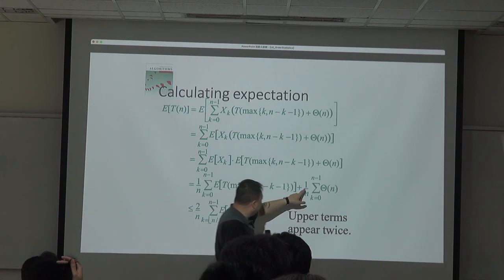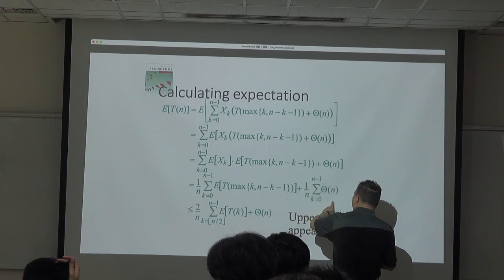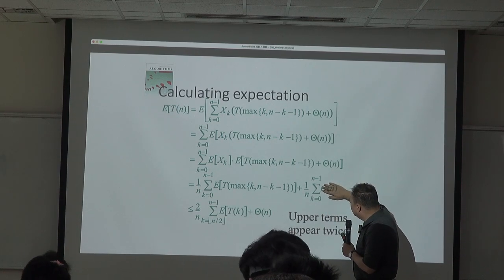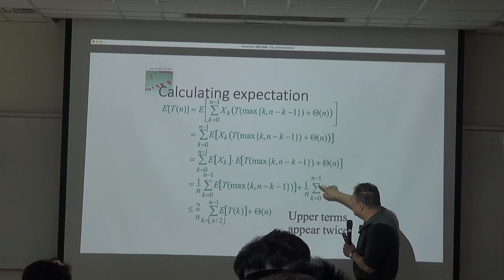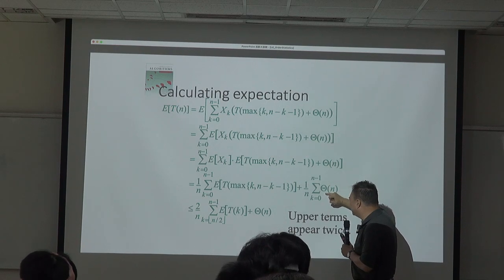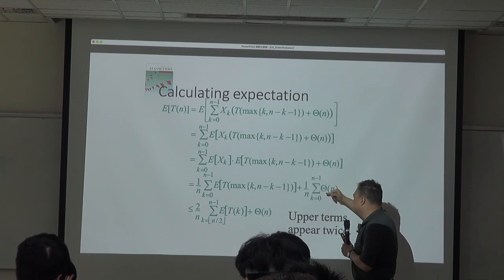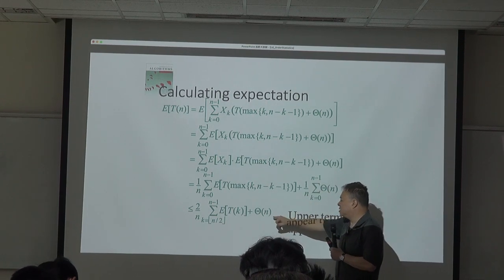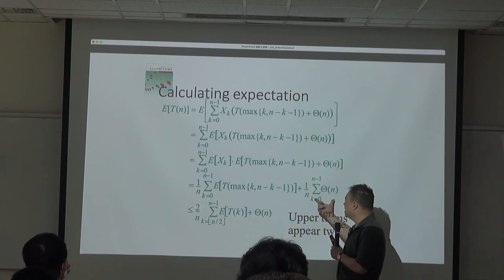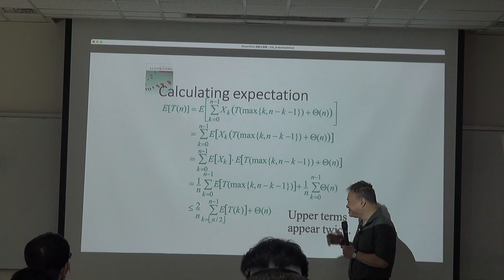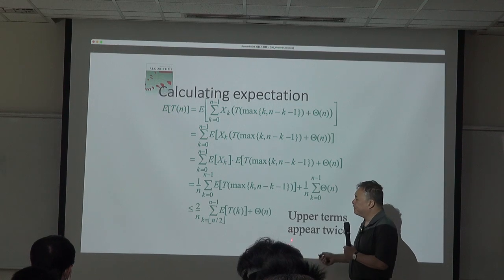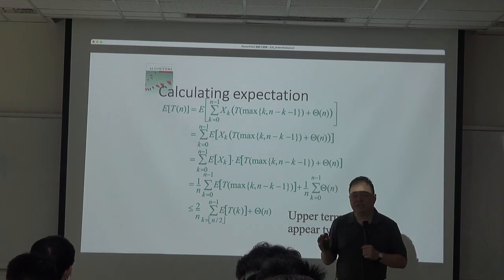And this term, you see, this linear part is independent of k. So k starts from 0 to n minus 1, and basically you add this theta n, n times. So this is n times theta n, but you divide by n here. So it remains theta n from here. So we have this. So far so good, right?